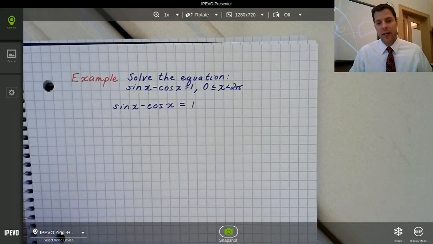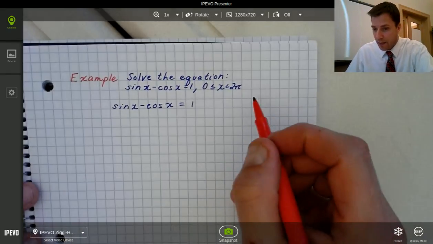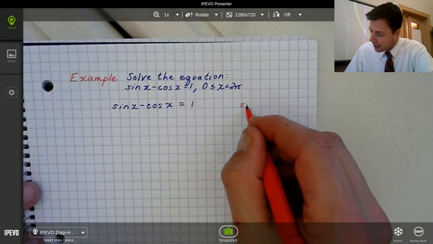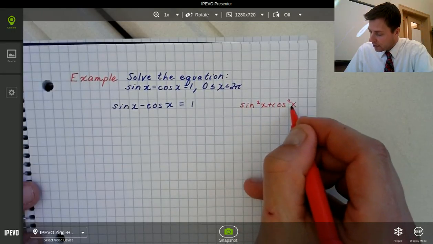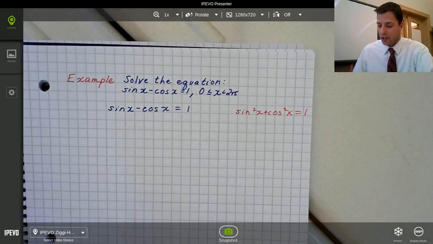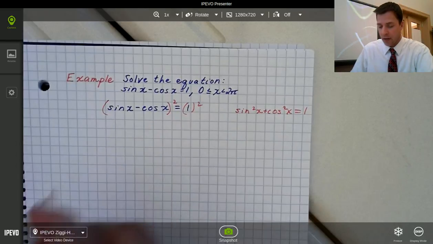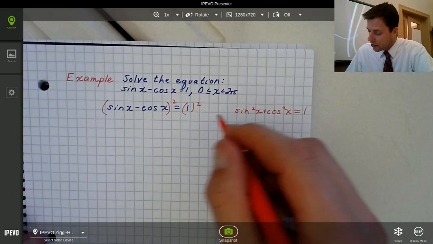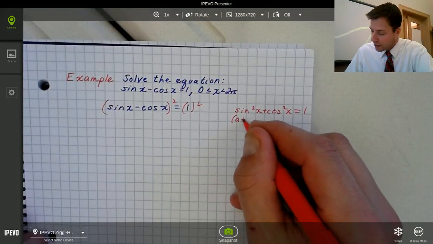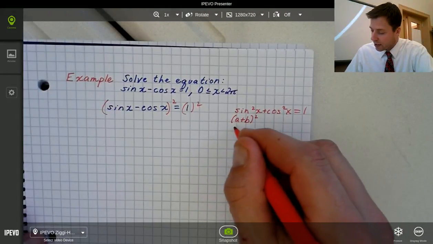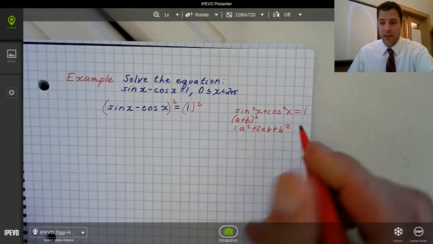And what we're going to do here is square this out, okay? So the property that they're thinking about using here in your text is this, sine squared x plus cosine squared x equals 1, the Pythagorean identity, okay? So I'm going to square this side, and I get to square this side. And remember that when you square a binomial, a plus b squared, that's going to equal a squared plus 2ab plus b squared. And that's what we're going to use.